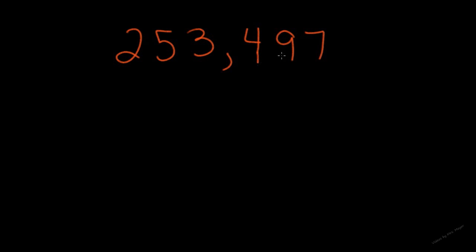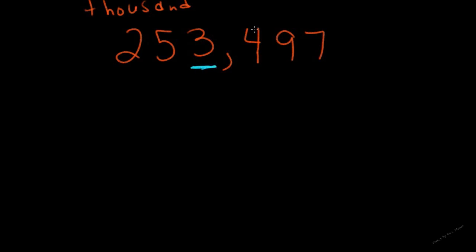So I always tell them, first thing we want to do is, if we're rounding, let's say we're going to round to the nearest 1,000, I want to underline the place I'm rounding to. So if I'm rounding to the nearest 1,000, I'm going to underline the 3.